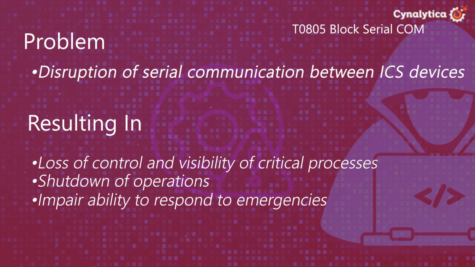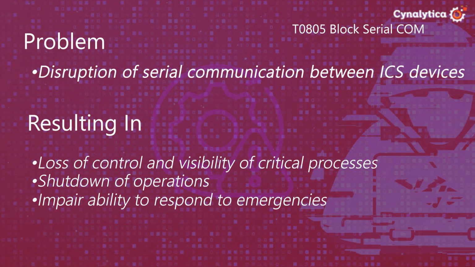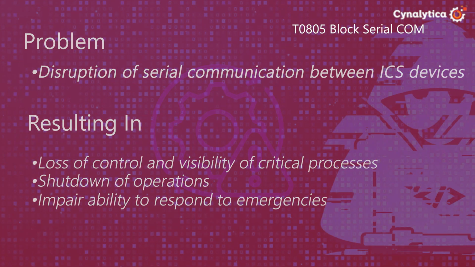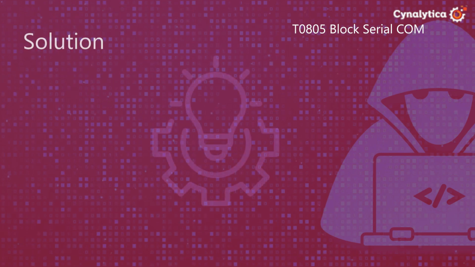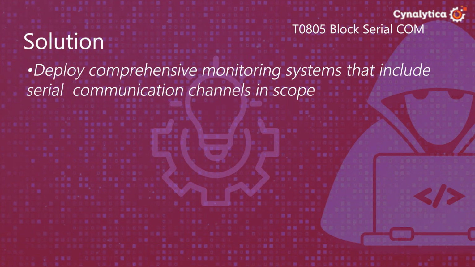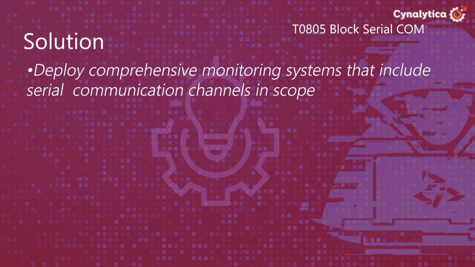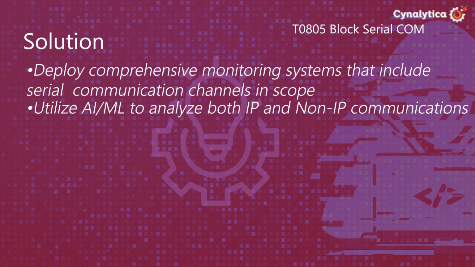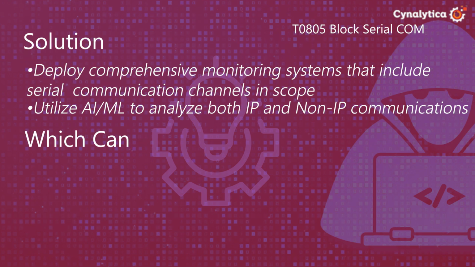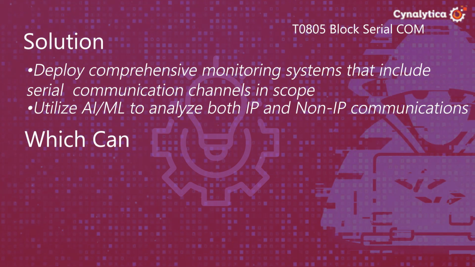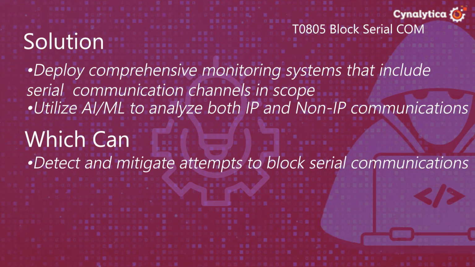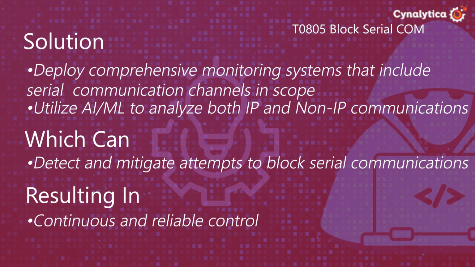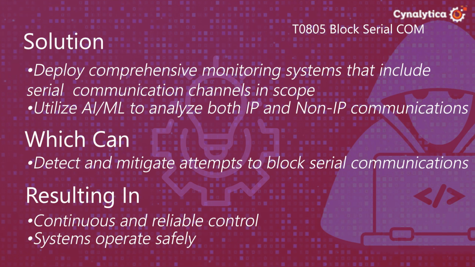Failing to monitor these channels allows attackers to disrupt communications without detection, leading to critical failures and an inability to control or monitor essential systems. By deploying comprehensive monitoring systems that include serial communication channels in their scope and use AI/ML to detect and respond to anomalies indicative of communication blocking, by monitoring both IP and non-IP communications, operators can detect and mitigate attempts to block serial communications, ensuring continuous and reliable control over their processes.